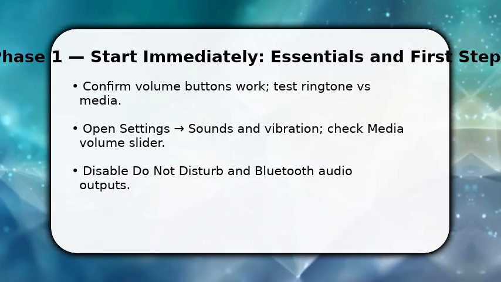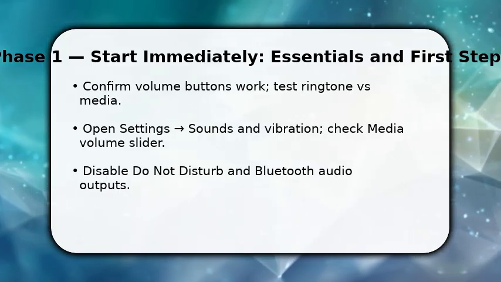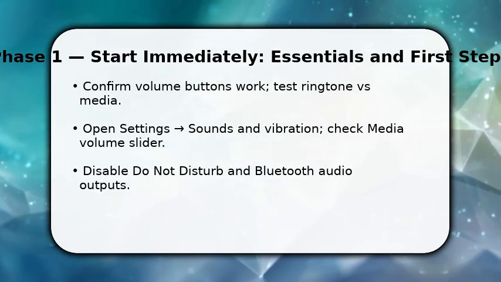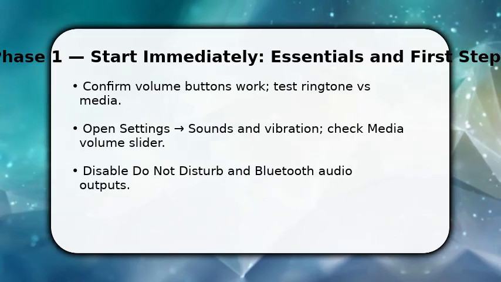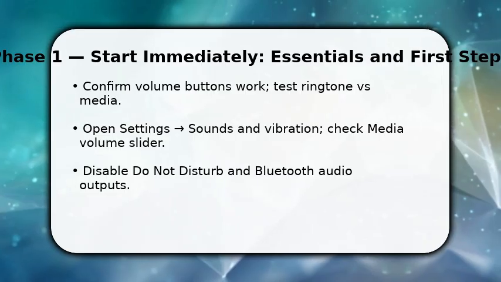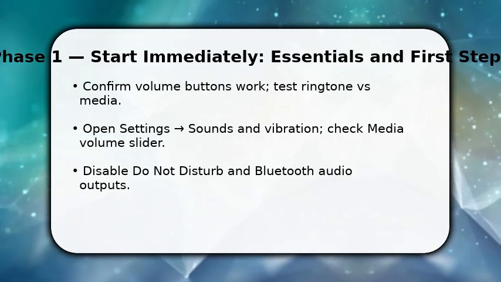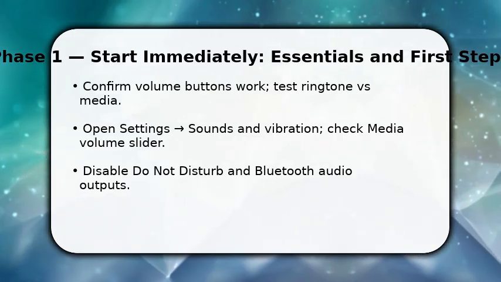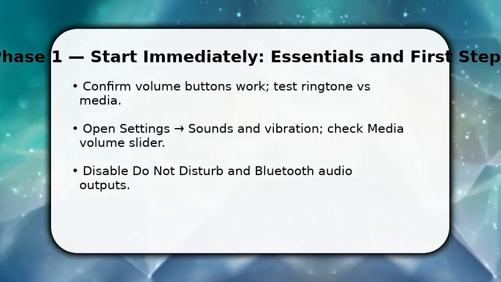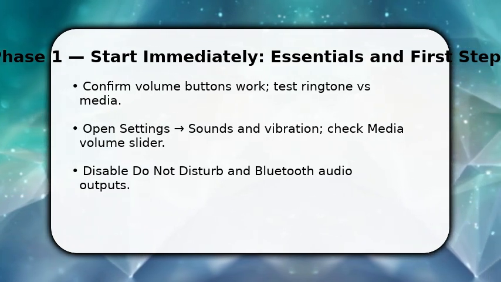Next, open Settings, tap Sounds and Vibration, then locate the media volume control. Adjust it up so you can hear a change. Once done, turn off Do Not Disturb and disconnect Bluetooth devices, sometimes audio routes to a headset. This eliminates common blockers quickly, so you can focus on deeper settings if sound still fails.